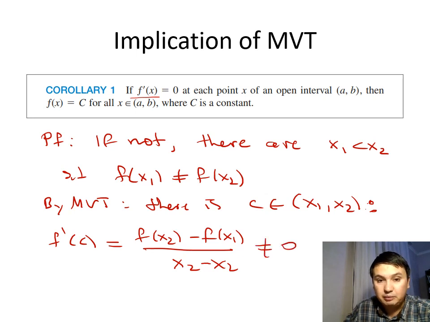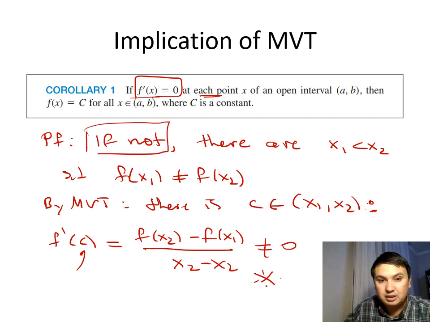But this is not 0, because we are assuming that f of x1 is not equal to f of x2, which means this difference is never 0. So we got a c where the derivative of f at c is not 0. But that contradicts the fact that f prime is 0 everywhere, since at each point it has to be 0. So that's a contradiction, which means our first assumption that it's not constant is invalid. So the function must be constant.